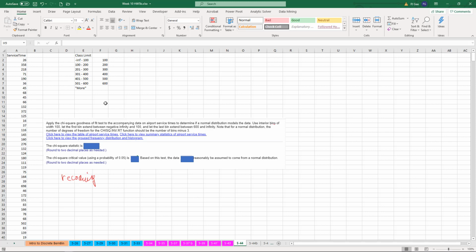Okay, so later on we're going to have to worry about the number of degrees of freedom to do the inverse chi-squared right tail. That's what the RT stands for. Okay, let's not worry about that yet. Let's get through the other parts.